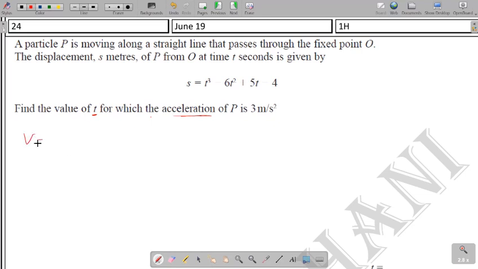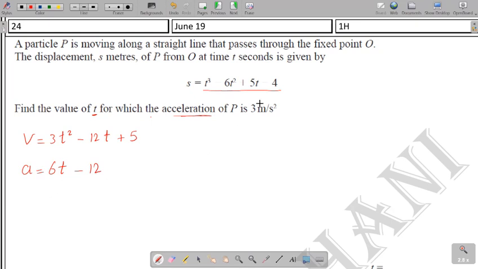So first of all, the velocity equals, I will differentiate this expression of displacement. So t cubed will be 3t squared. Minus 6t squared will be minus 12t power 1. Then plus 5t will be just plus 5. So this is the velocity. Now I will get the acceleration. So the acceleration equals 2 times 3, it's 6t minus 12. Now I got the acceleration.